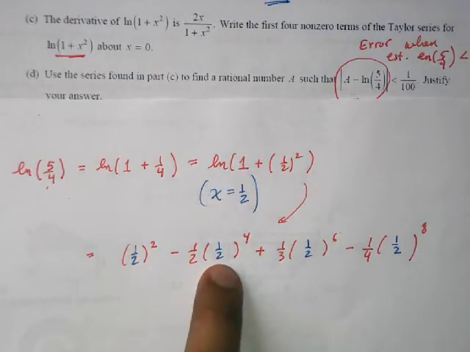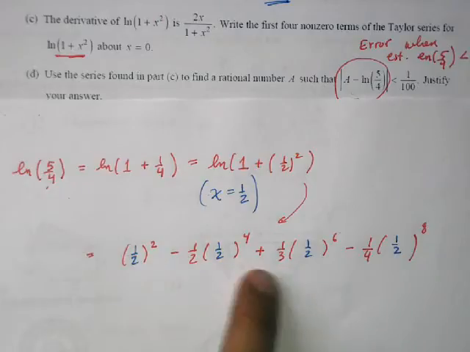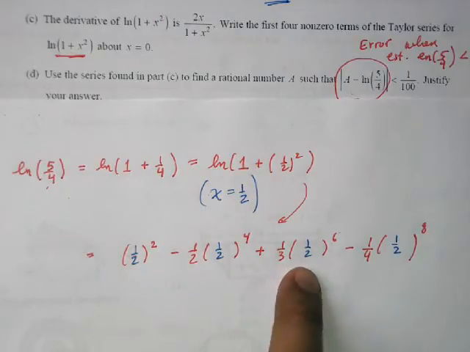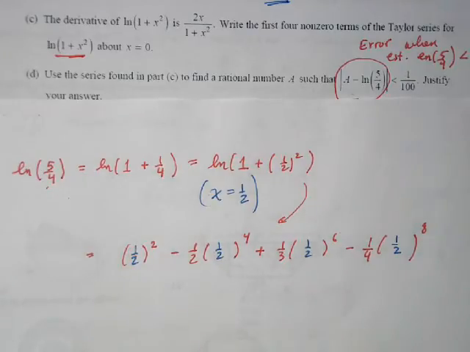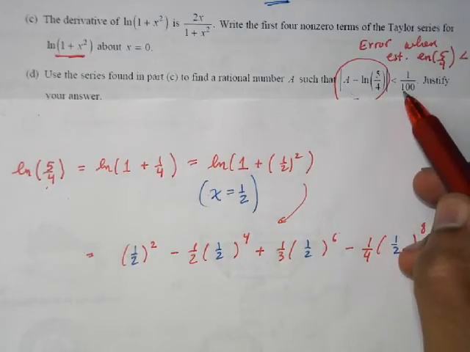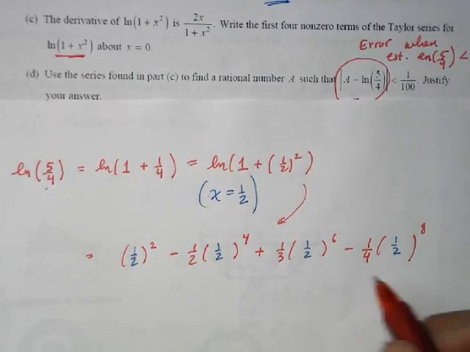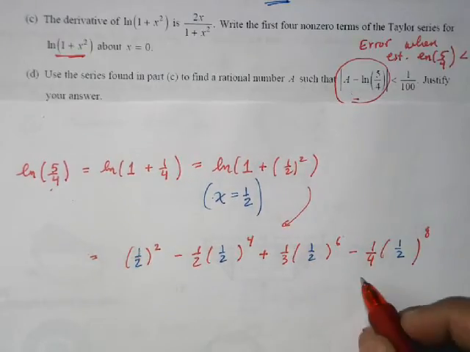And you can see here that this is an alternating series. This is 1/4. This is 1/2 to the 5th power. This is 1/3 times 1/2 to the 6th. But this is alternating. So we want the alternating error bound here to be less than 1/100th.